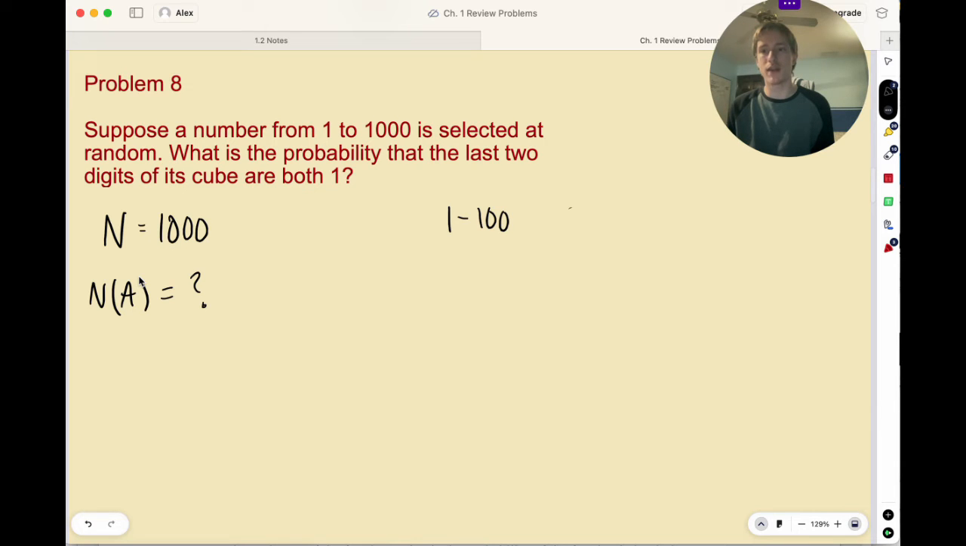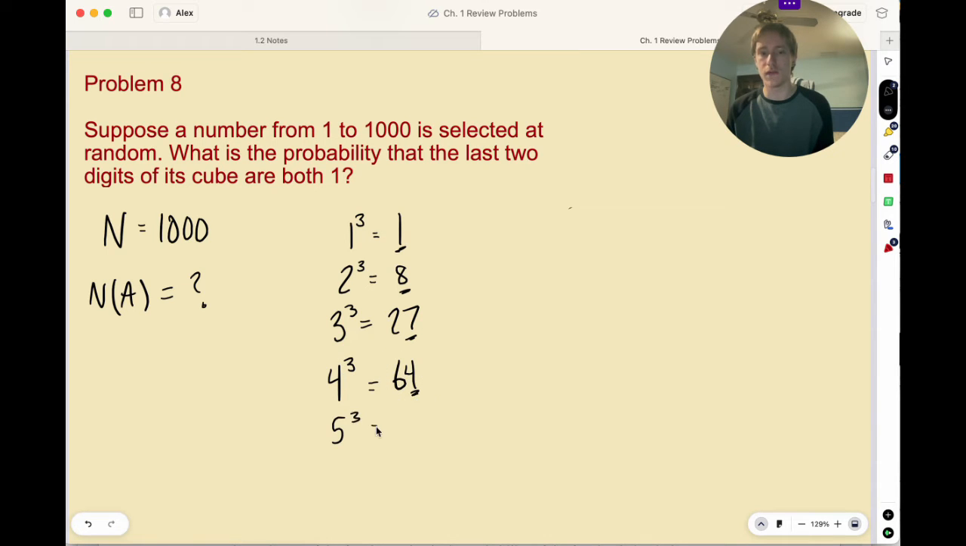Okay, why do I say 1 to 100? Well, first of all, let's just agree that the numbers 1 through 10 will not work. Clearly if you cube the numbers from 1 to 10, you're not going to end in 11. But that might tell us something. If I cube 1, I end in 1. If I cube 2, I end in 8. Cubing 3, I end in 7. And you can essentially construct a table of cubes. I don't know all of my cubes. I know some of them.